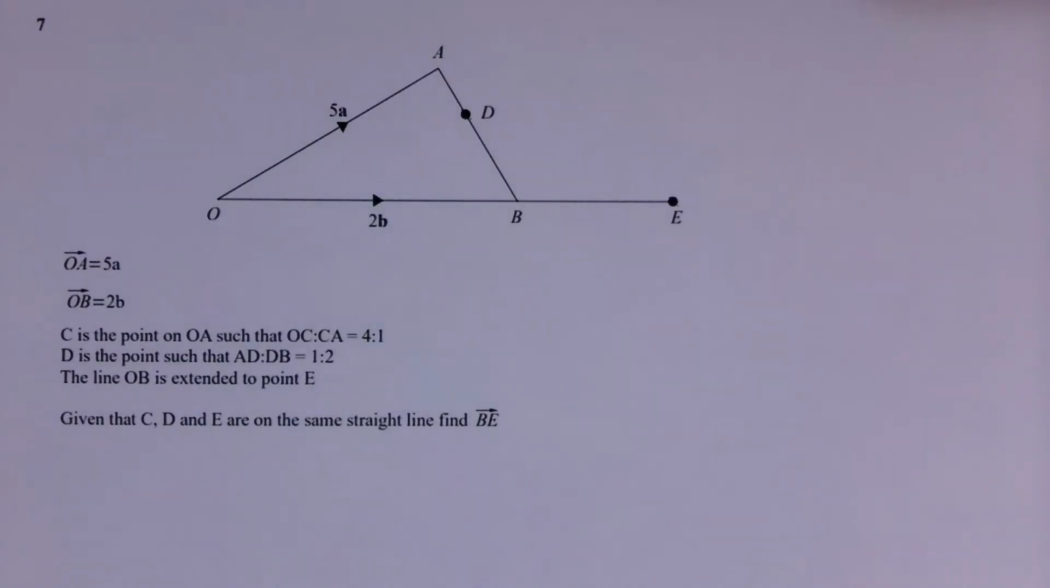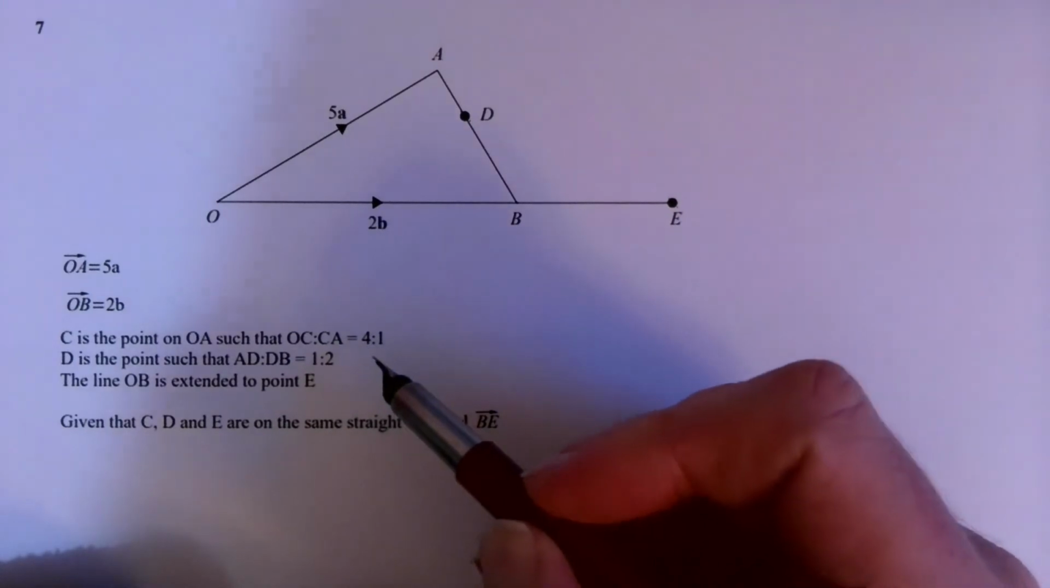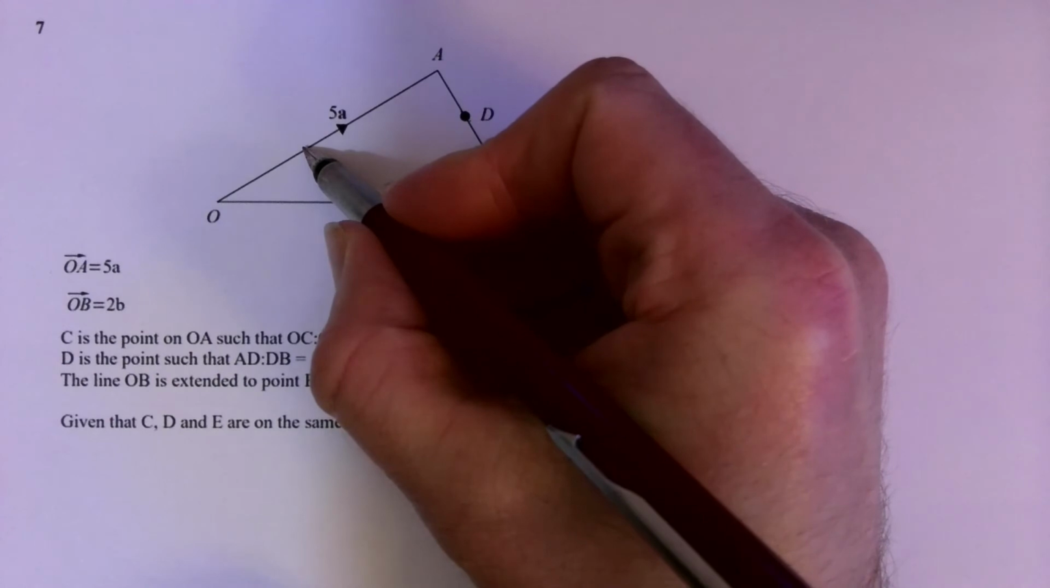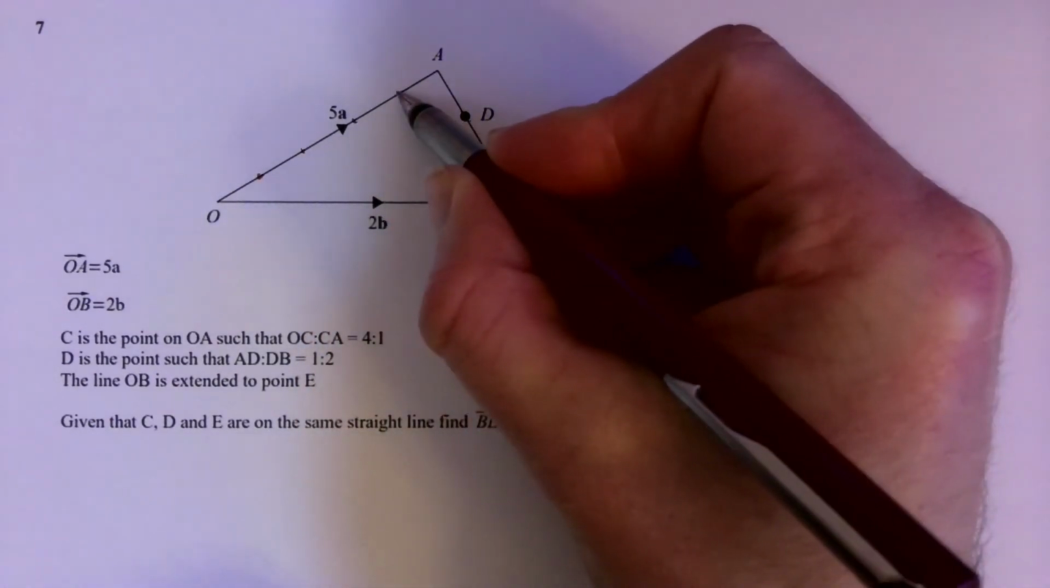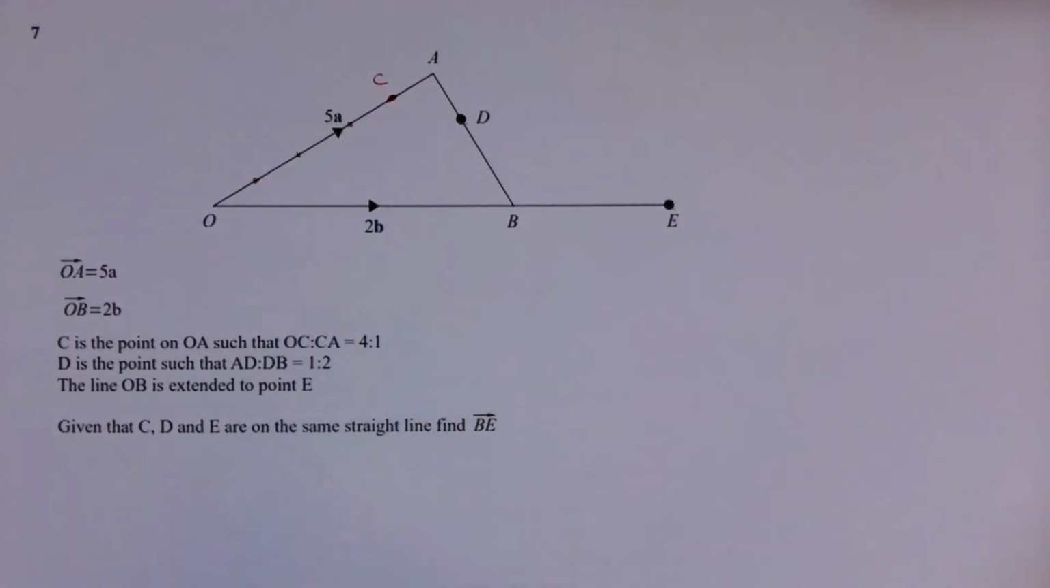Right, final question then. Pause the video, have a go at getting as far as you can. It's similar, not exactly the same. So first thing that I would do is look at where the point P is going to be on here. O to C to A is 4 to 1. So that's 4 parts and 1 part making 5. So I split it into fifths, about like that. So my C is going to come about there.